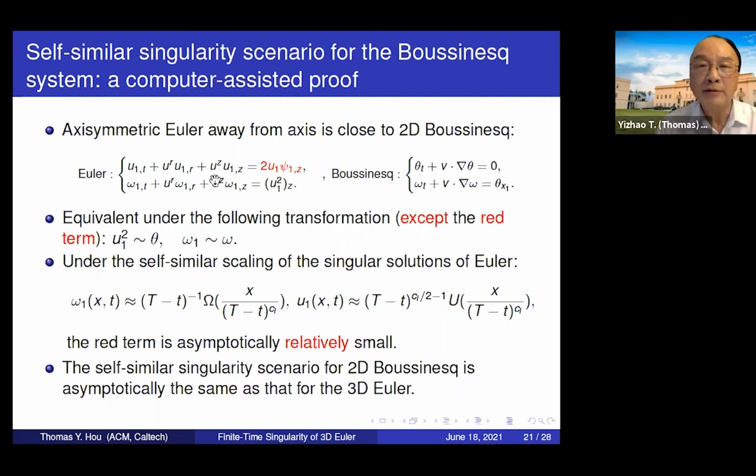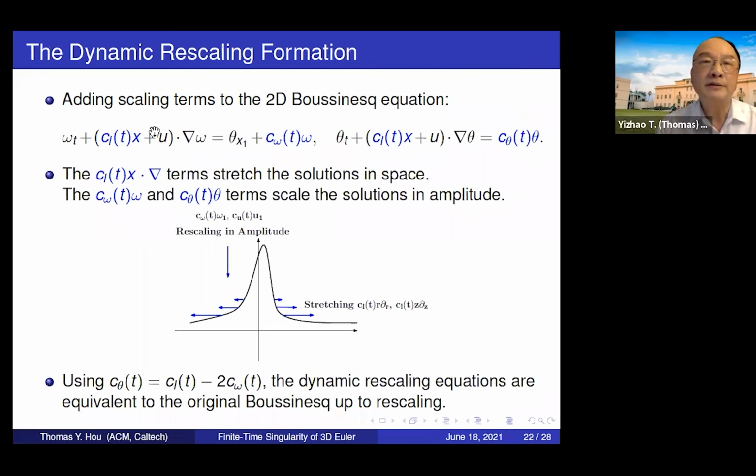So they're really scaling equivalent. So for that purpose, we just focus on the 2D Boussinesq equation as the first step. We adopted this so-called dynamic scaling formulation that I learned first from Professor George Papanicolaou when I was a postdoc at Courant. So at the time, they're trying to solve the nonlinear Schrodinger equation blow up, especially the critical case.